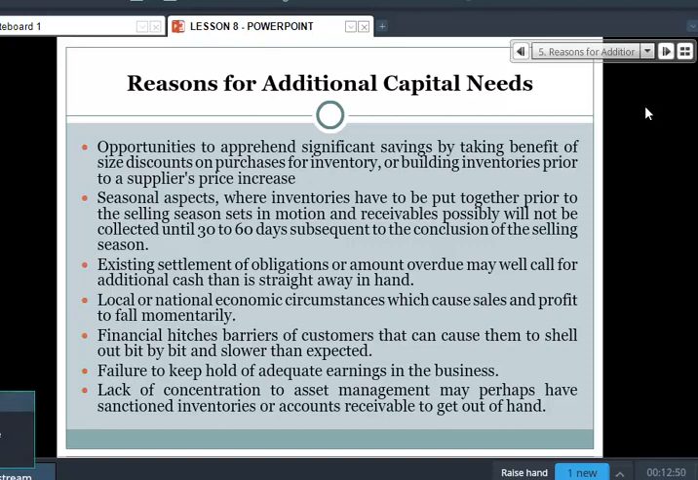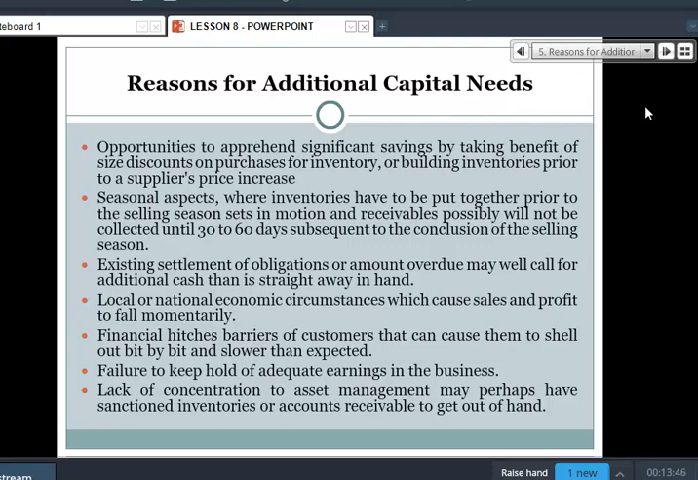Another reason is local or national economic circumstances which cause sales and profit to fall momentarily. Here the national economy might have a catalyst. I want you to know this term: a catalyst in business means when the economy has a sudden increase or sudden fall. Also, financial hitches of customers cause them to pay bit by bit and slower than expected, and there may be a failure to retain adequate earnings in the business.